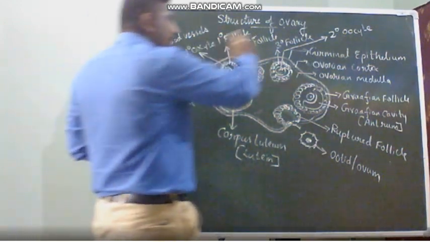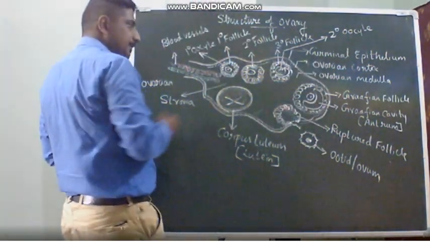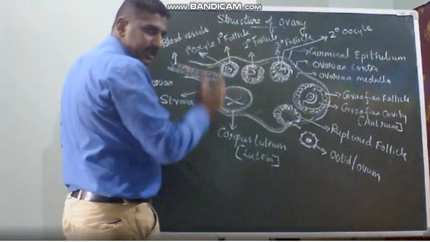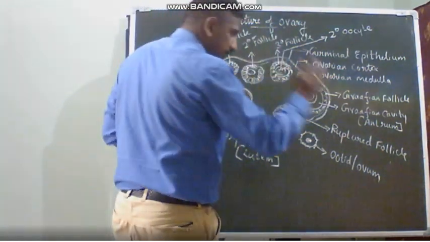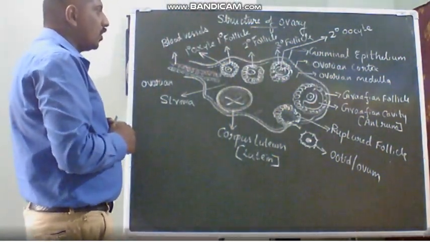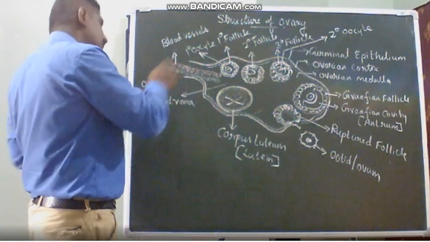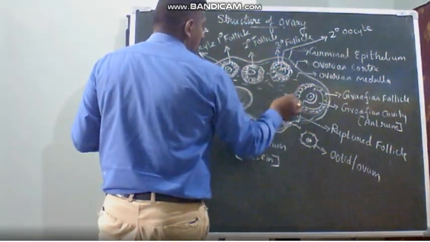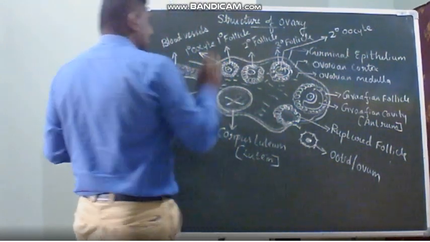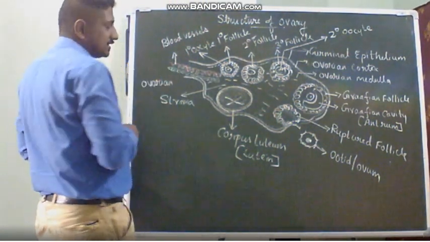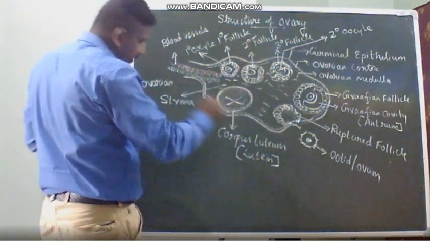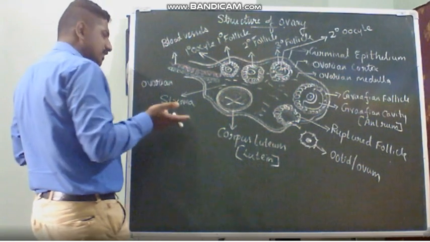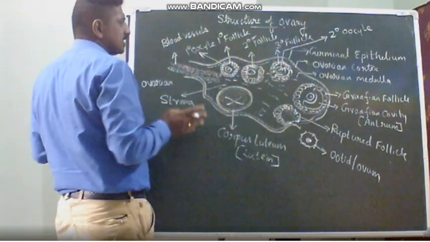The outer layer is the germinal epithelium. The ovary is divided into the outer ovarian cortex, and the inner one is called the ovarian medulla. In the ovarian medulla, we have fluid filled spaces, called the ovarian stroma. Next we have the blood vessels through which blood enters and goes out. For this we have arteries and veins. We don't say ovary artery or ovary veins, we say blood vessels.